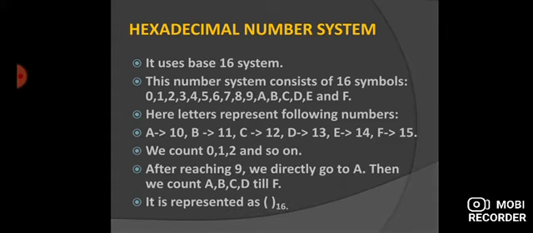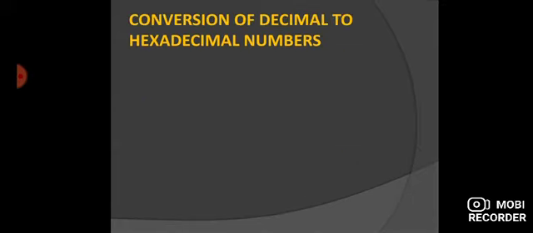सो इन दिस वी रिप्रेजेंट इट एज बेस 16. अगर कोई नंबर के नीचे बेस 16 है, दैट मीन्स वो हेक्साडेसिमल नंबर है. सो लेट्स टेक फर्स्ट conversion, that is how to convert decimal to hexadecimal number.